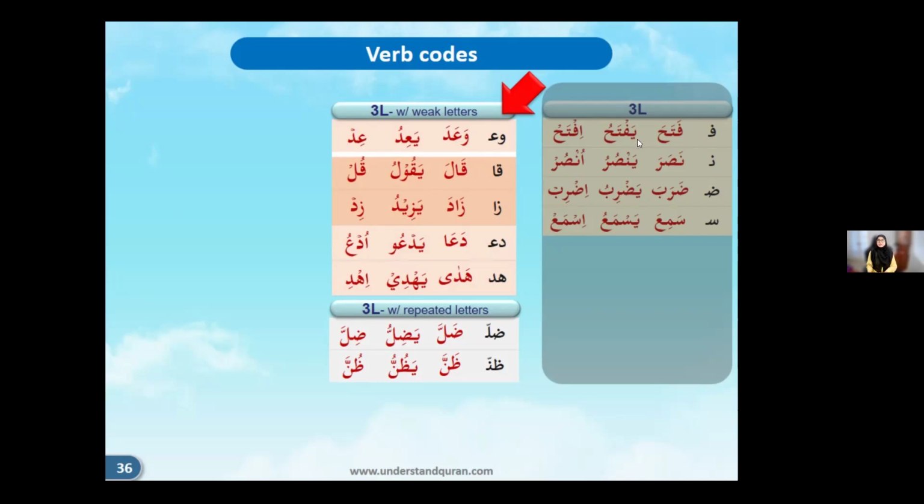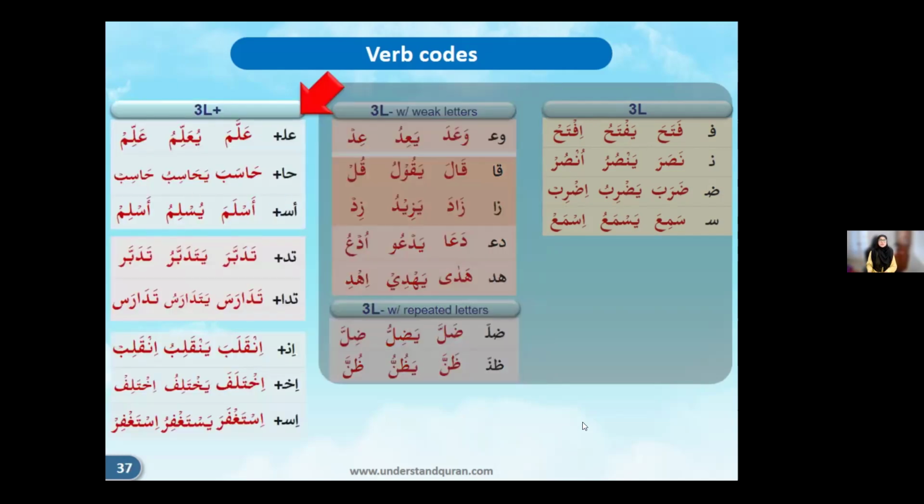So we finished the sound verbs, the weak verbs, and also let's practice the mazid fi verbs. Allama yu'allimu, allim. Hasaba yuhasibu, hasib. Every time I forget, it's yuhasibu. Aslama yuslimu, aslim. Tadabbara yatadabbaru, tadabbar. Tadarasa yatadarasu, tadaras. Inqalaba yanqalibu, inqalib. Ikhtalafa yakhtalifu, ikhtalif. Istaghfara yastaghfiru, istaghfir.